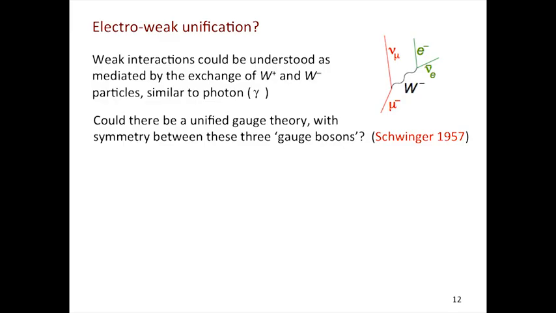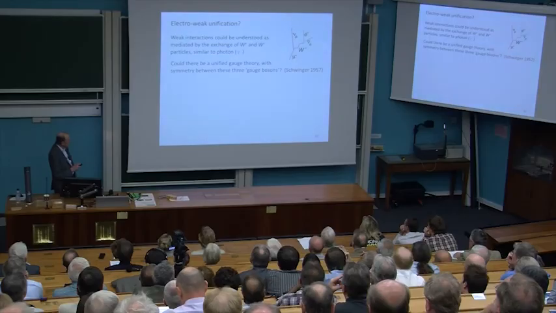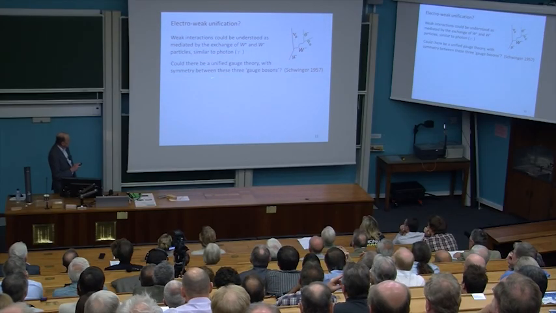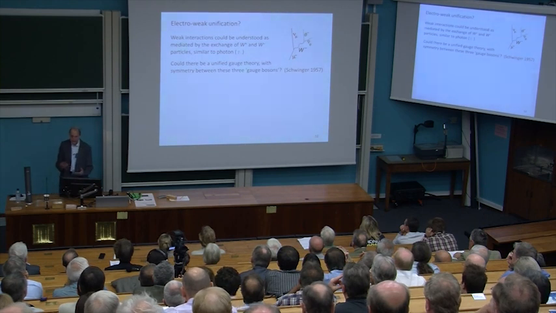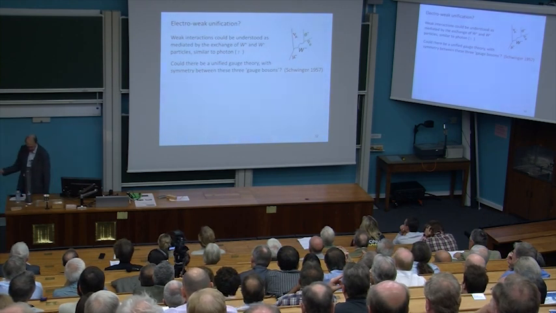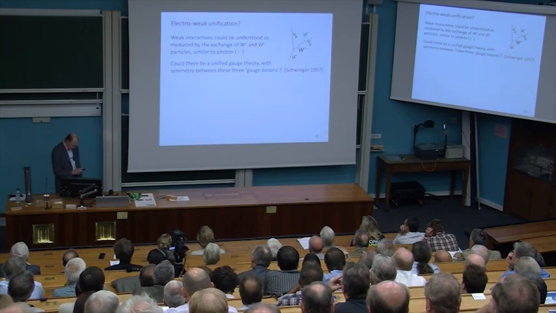And so people started to ask the question, I think it was first asked by Julian Schwinger, could there possibly be a unified gauge theory with a symmetry of some kind between the W plus, the W minus, and the photon? And that would seem a very elegant extension of the idea of quantum electrodynamics to the weak interactions as well.